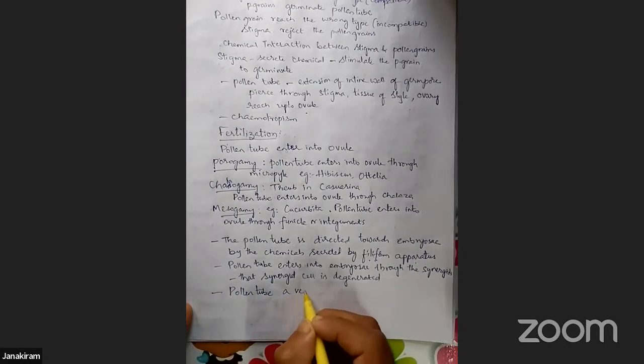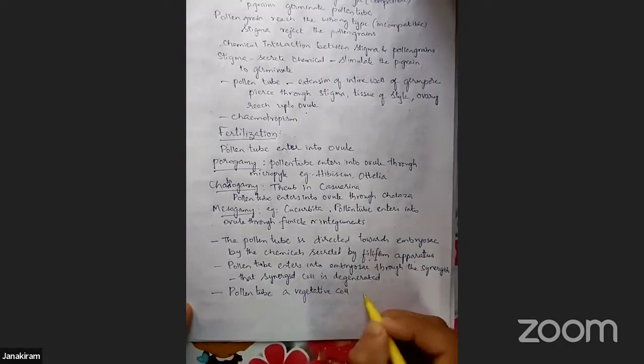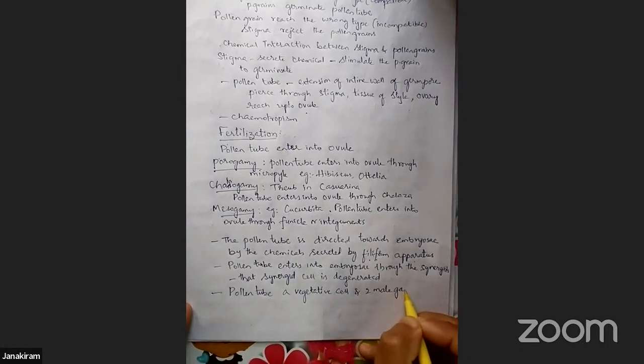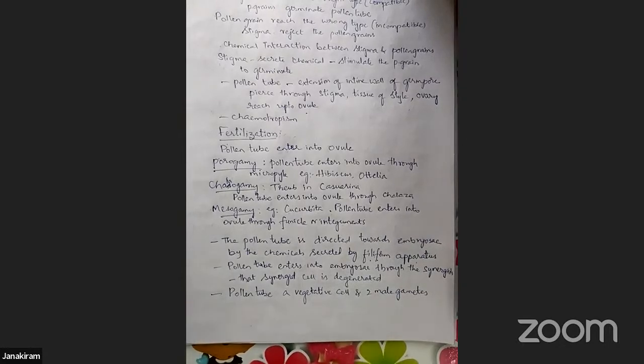Those 3 cells are a vegetative cell and 2 male gametes. So this structure where a vegetative cell and 2 male gametes are present is called a male gametophyte. The male gametophyte contains a total of 3 cells, whereas the female gametophyte contains 7 cells.